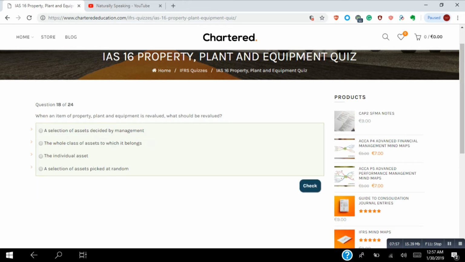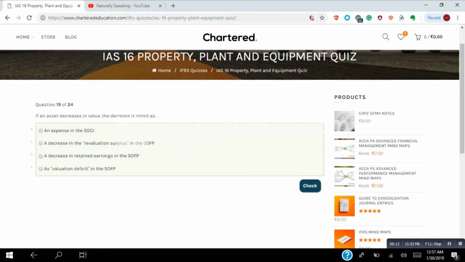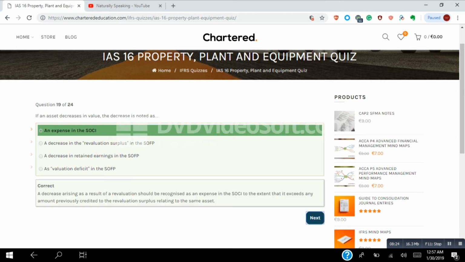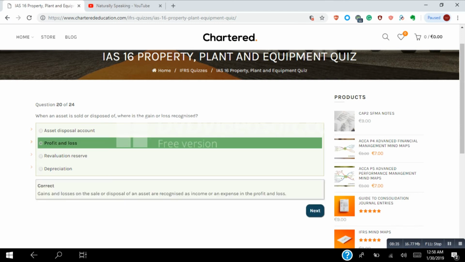When an item of property, plant and equipment is revalued, what should be revalued? A selection of assets, the whole class of assets to which it belongs. If an asset decreases in value, the decrease is noted as an expense in the statement of comprehensive income. Yes, it is an expense in the statement of comprehensive income. When an asset is sold or disposed of, where is the gain or loss recognized? Is it simply in profit and loss? You don't have to worry or think anything else.